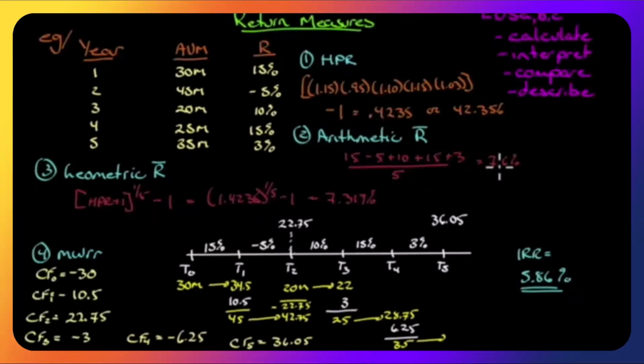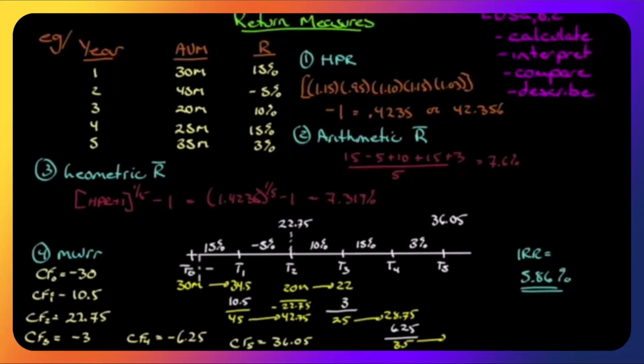The geometric return of 7.317 tells us, well, if we would have put $1 in on day one, we would have experienced a compounded annual return of 7.31% over that 5-year period of time. And of course, it's lower than the arithmetic mean because there is variability in the returns.